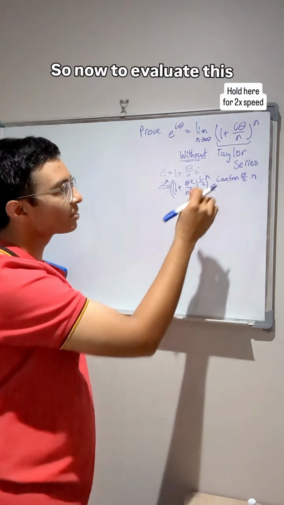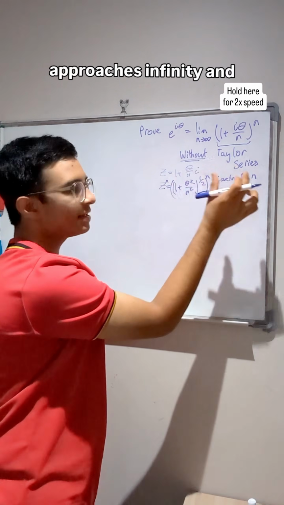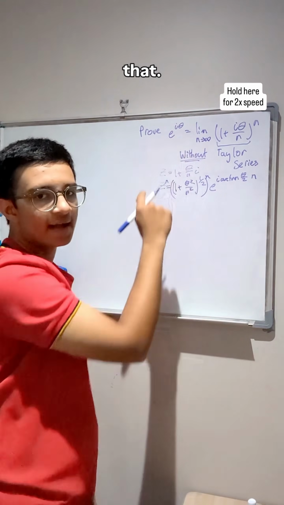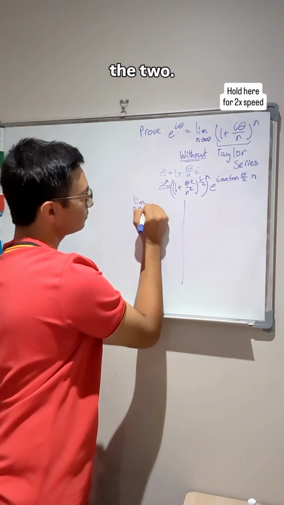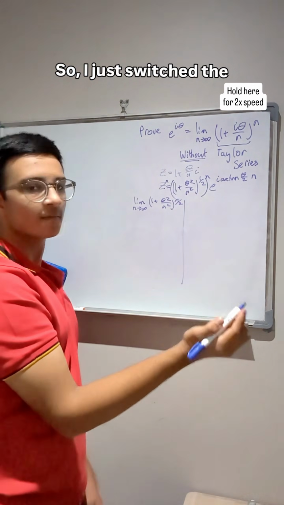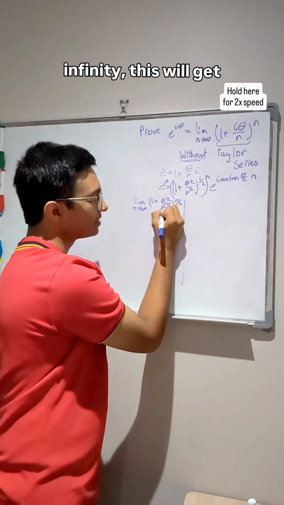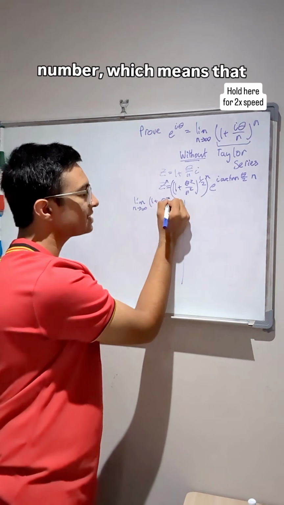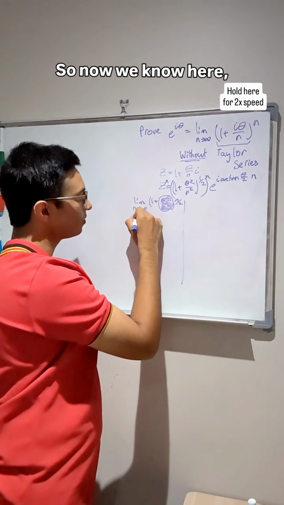So now to evaluate this limit, let's take the limit of this as n approaches infinity and the limit of this exponent as n approaches infinity separately and prove that that equals that. So let's split this into two. So I just squished the exponent here, but we can see as n approaches infinity, this will get bigger and bigger. That means that we're dividing by a bigger number, which means that the whole thing over here is going to go towards 0. So now we know here, we are left with.